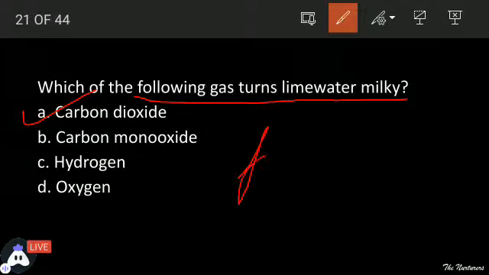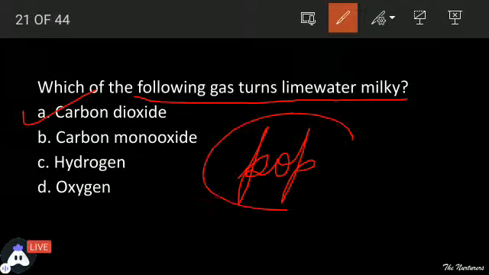And which gas burns with the pop sound? This is also the confirmatory test of one of the gases, that the gas burns with the pop sound. Name the gas which burns with the pop sound.